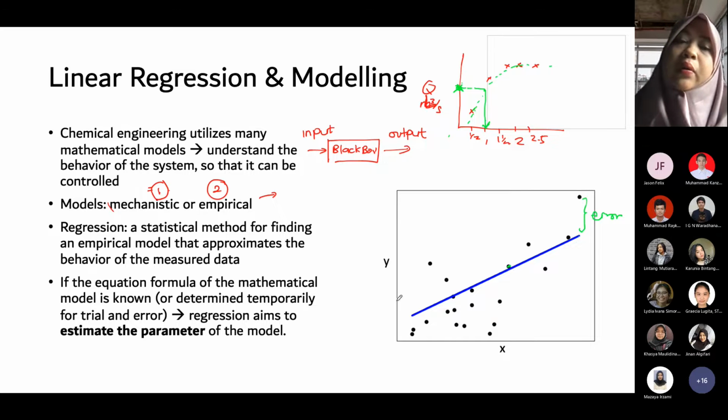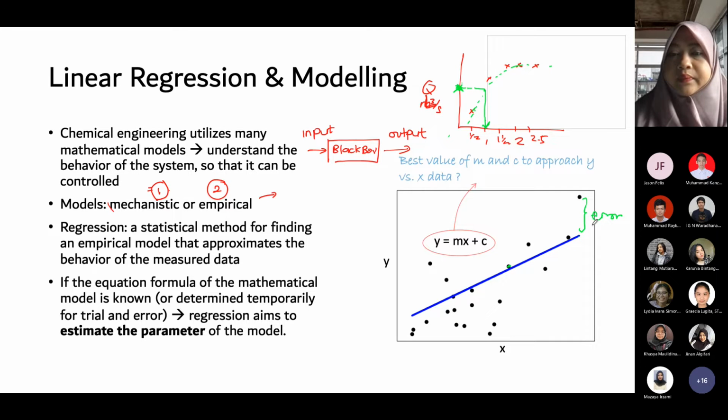Okay, and what we want is to minimize those errors, so we can have a regression equation, a linear regression equation, that may fit all the data and minimize the error. So what is the best value of m to approach the y versus x data? Here it is a linear equation. Remember, this is a linear equation: y equals mx plus c.